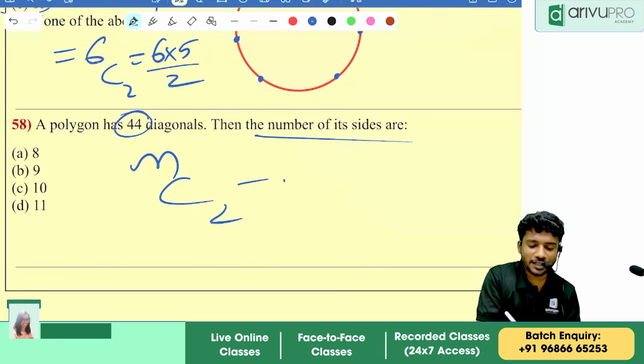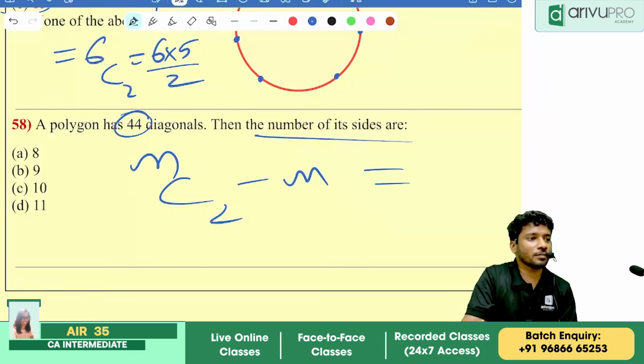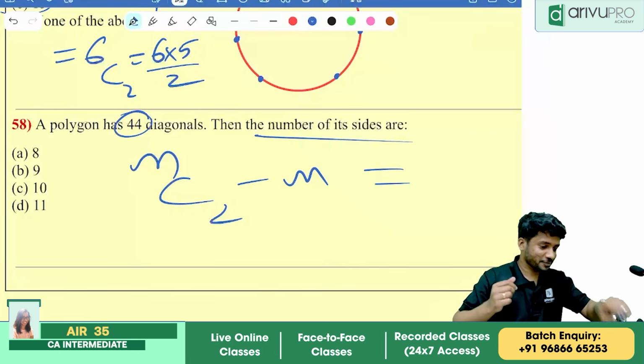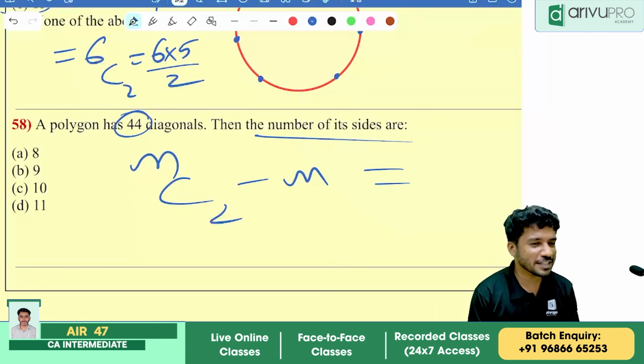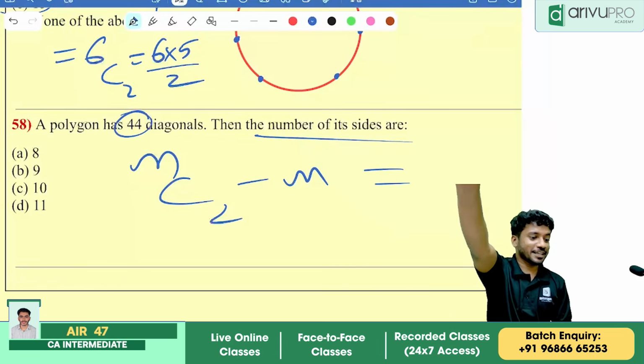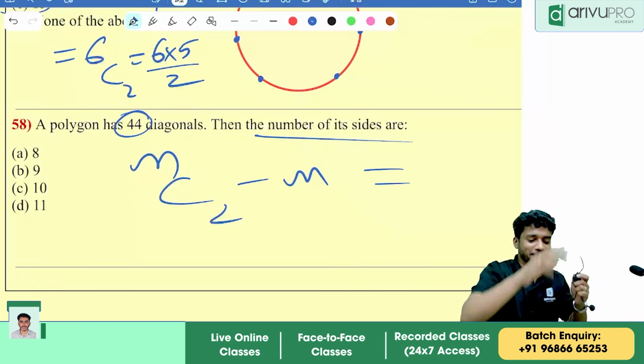MC2 minus n is equal to number of diagonals. Hey. What did I ask you guys? I asked what? Number of diagonals or number of polygons? Now? Very sorry, people. I think I should take a break after a few more questions.